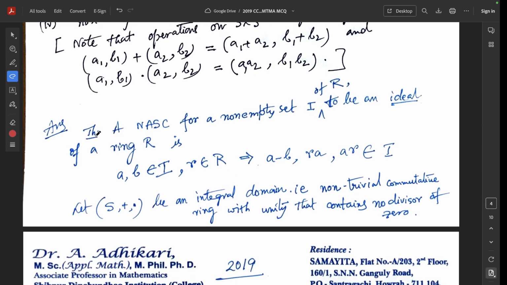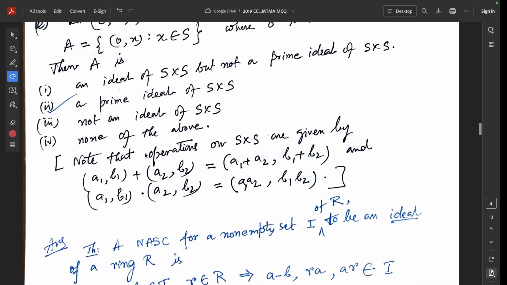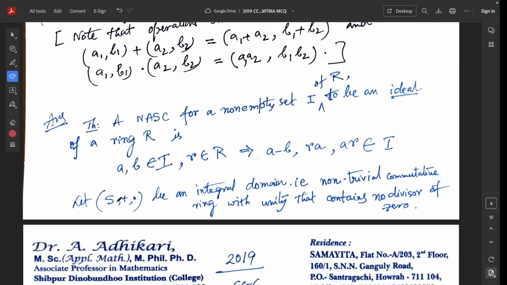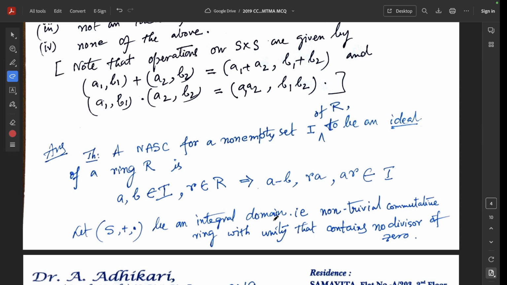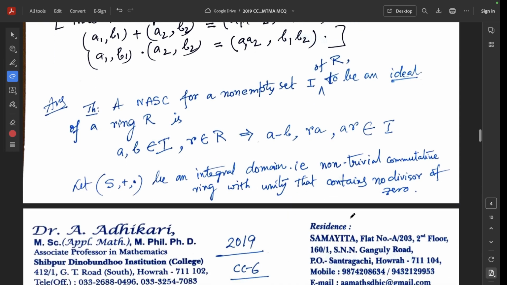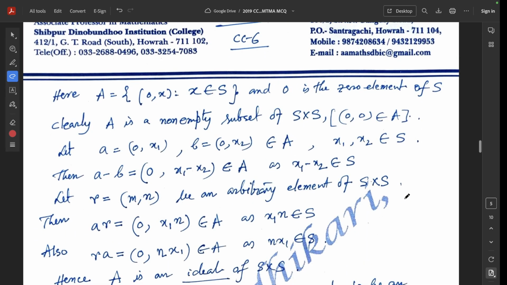Now we know that a necessary and sufficient condition for a non-empty set I of R to be an ideal of a ring R is: a, b belongs to I, non-empty set I of R, and r belongs to R, implies that a minus b, and ra and ar belong to I. Then this I is called an ideal of the ring R. Now here S, plus, dot is an integral domain, that is a non-trivial commutative ring with unity that contains no divisor of 0, from the definition of integral domain.